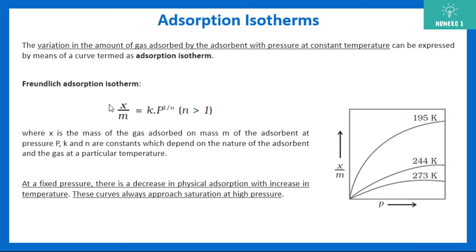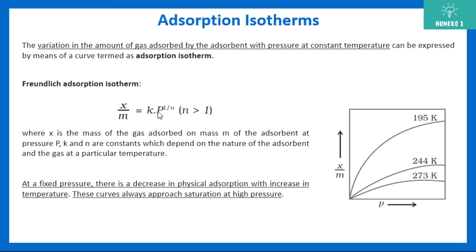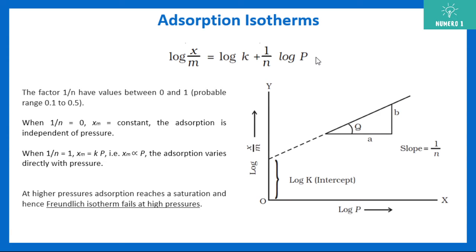Now if you use this equation and take the logarithm on both sides, we get log of x by m equals log of k plus 1 by n log p. We are using the log property that log of k into p raised to 1 by n is log of k plus 1 by n log of p. Here the factor 1 by n usually has values from 0 to 1; the probable range is 0.1 to 0.5. Remember that all this comes from experimentation.